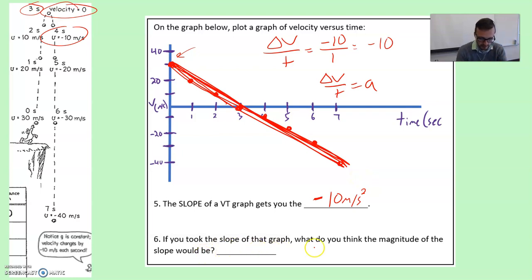If you took the slope of that graph, what do you think the magnitude would be? Okay, so the magnitude would be 10 meters per second squared. Sorry, this should have said the acceleration. We talked about that at the top, but the slope gets you the acceleration. Okay, so that's a quick little overview.